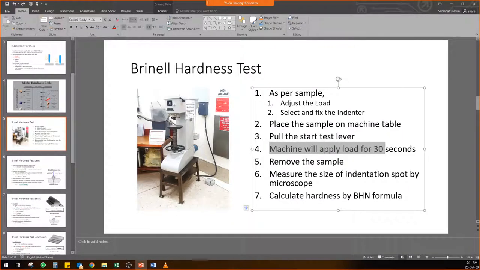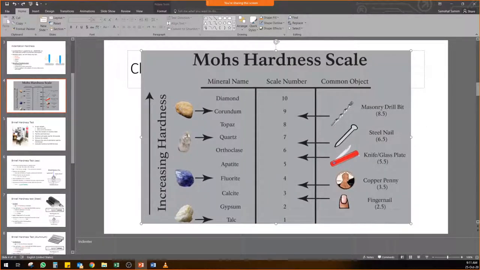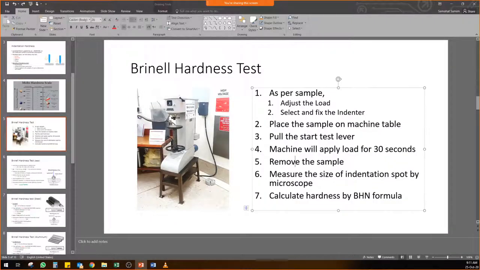The machine will apply load for 30 seconds. So you need to keep the machine loading for 30 seconds. Then you remove the sample, easy. And after that, you have to measure the size of the indentation spot by microscope. So remember, after you remove the sample, it will have a small circular spot. You need to look through the microscope to check the diameter of this spot. Calculate the hardness by formula. So you just need to put the data in the formula to get the answer.